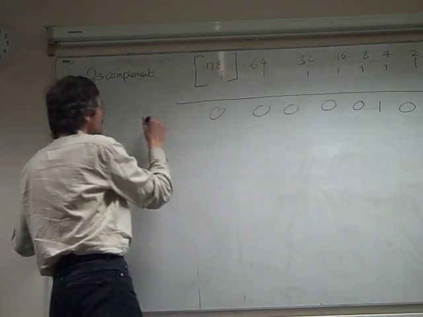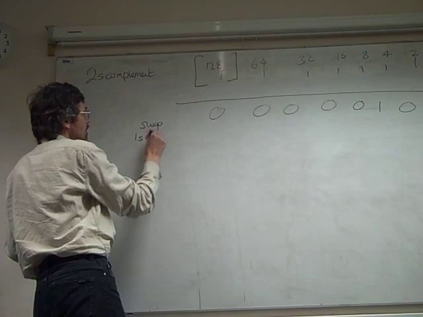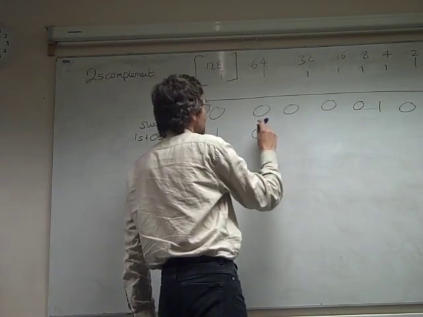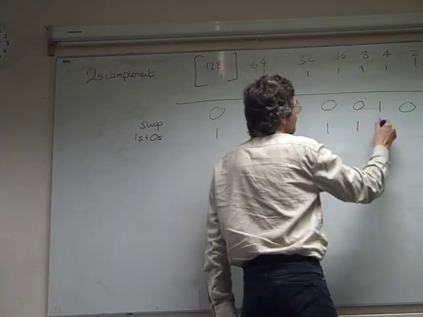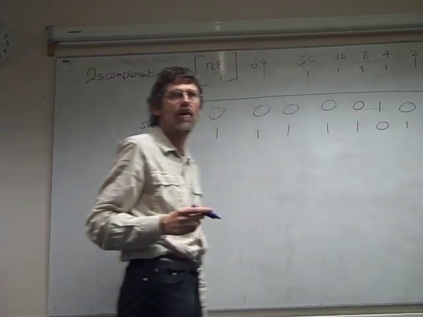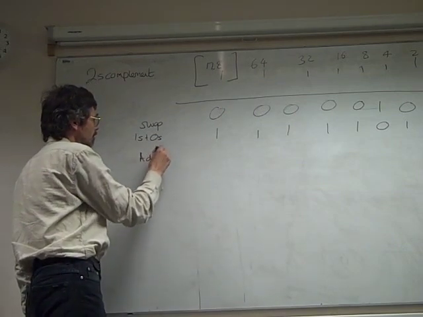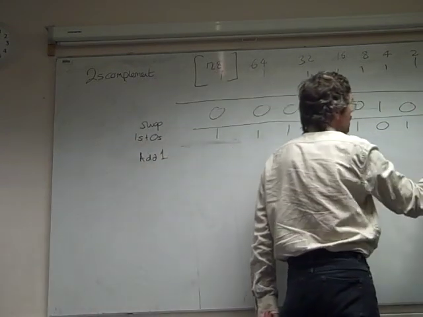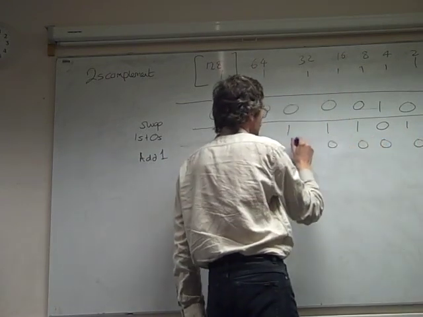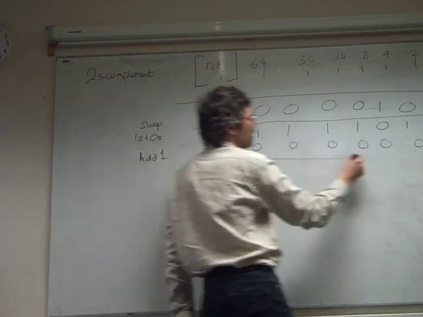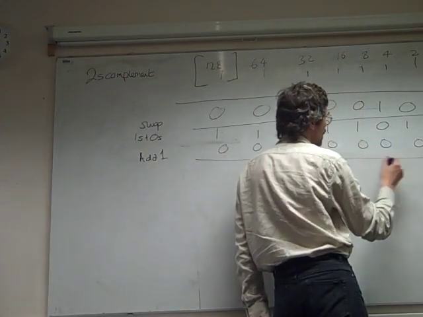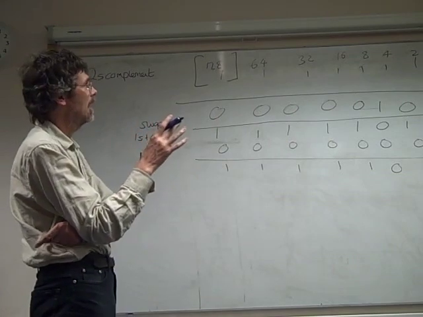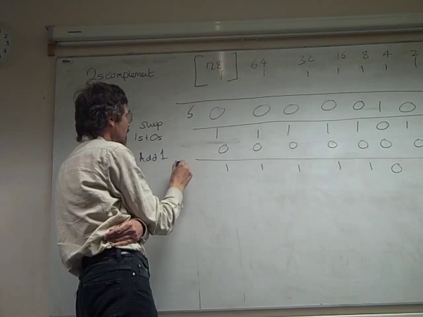The first thing I do is swap the 1s and the 0s. If it's a 0 it becomes a 1, and if it's a 1 it becomes a 0. Next I add 1. I'll draw a line so I don't go insane. There's the 1. Do some straightforward maths: 1, 1, 0, 1, 1, 1, 1, 1. That wasn't too hard. So in theory, that was 5, and this is minus 5.